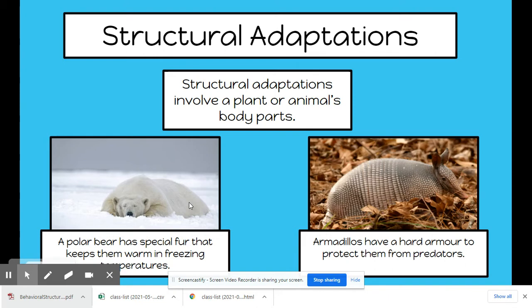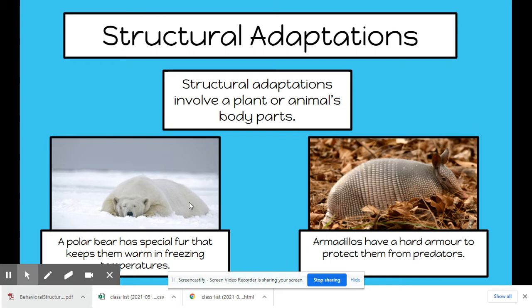So let's talk about specific structural adaptations. Again, that word adaptation means to change. Those structural adaptations, it can involve a plant or animal's body parts. That is the important aspect, the structure, how it's built. So a polar bear has special fur that keeps them warm in those freezing temperatures because polar bears live in this colder habitat. They have body part, that fur to keep them warm. Okay. Naturally, they were born like that.